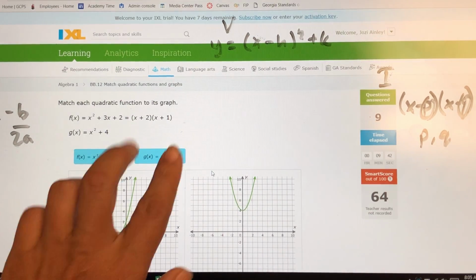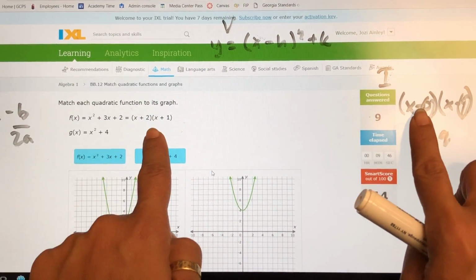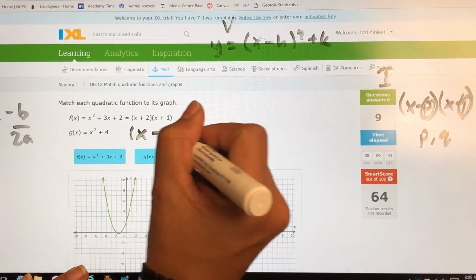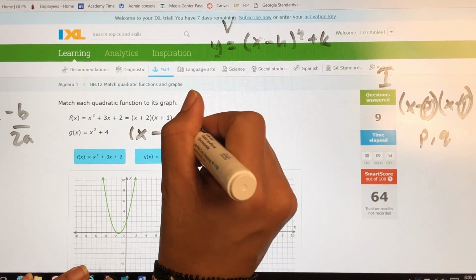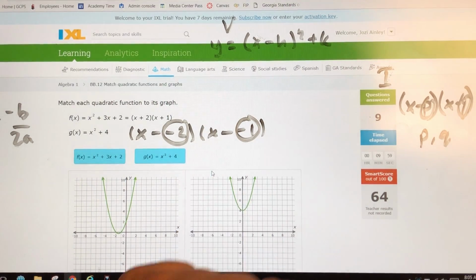3 different ways. Again, this looks like that because it's parentheses, parentheses. The only thing is I have to make the minus, minus. So how can I rewrite that to make it minus, minus? I go x minus negative 2, and I go x minus negative 1. And my roots are negative 2 and negative 1. So it crosses at negative 2 and negative 1.